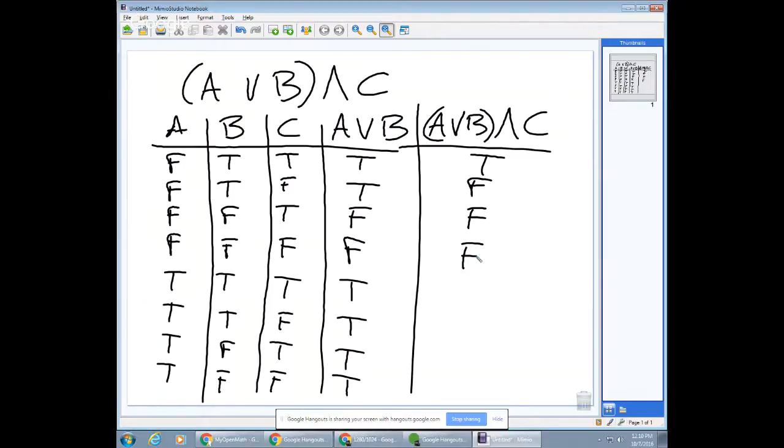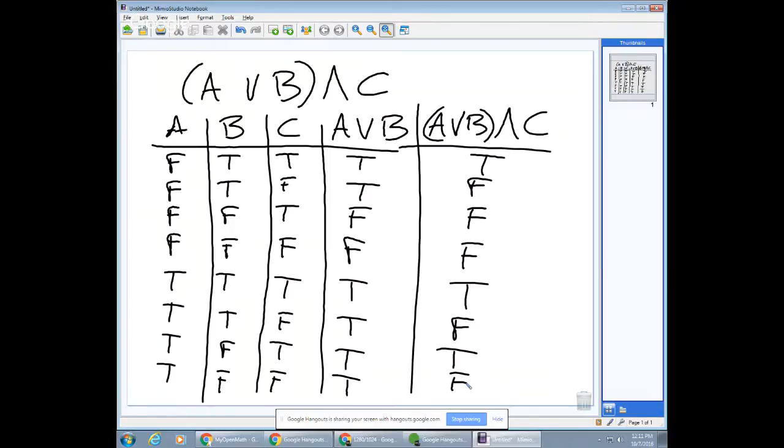True, true, and says true. That's okay. False, true, false for and, true, true, and false, true. So we have just built the truth table for A or B combined with and C.